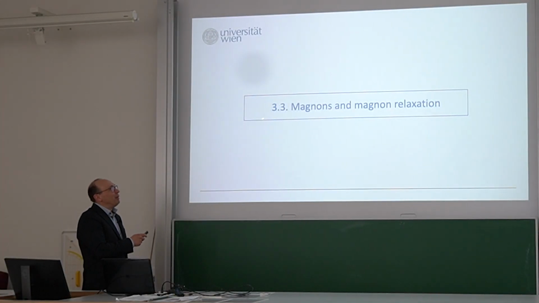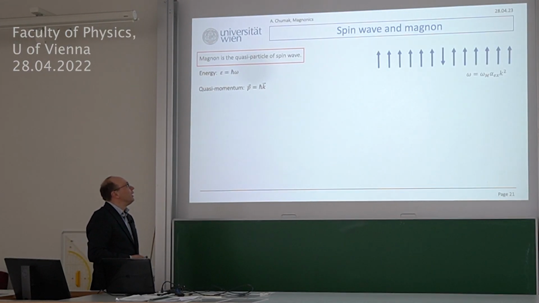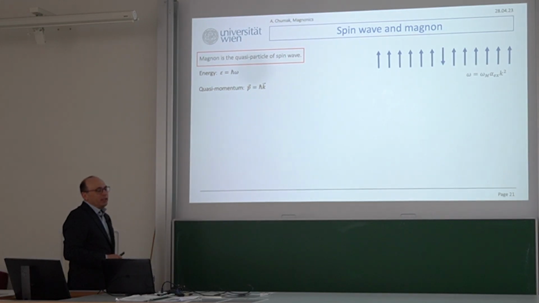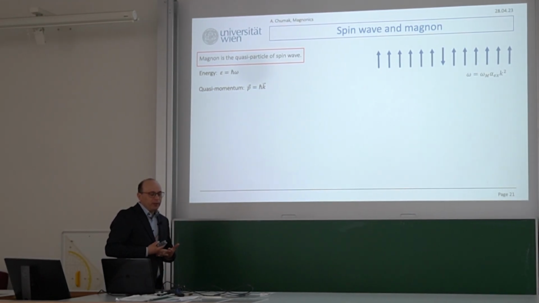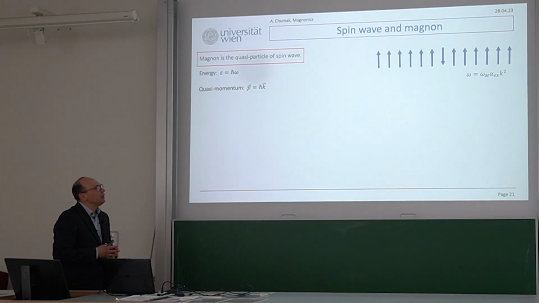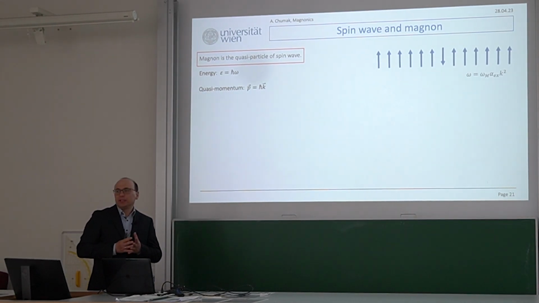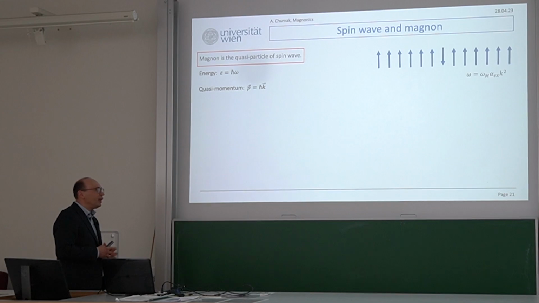Okay, magnons and magnon relaxation. What is a magnon? A magnon is a quasi-particle of a spin wave. So we know that for light we have the quasi-particle photon, for sound the quasi-particle phonon, and there are many other quasi-particles: excitons, plasmons, polaritons, and so on. And our quasi-particle is the magnon.